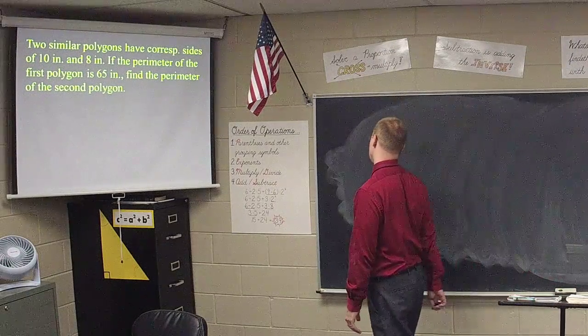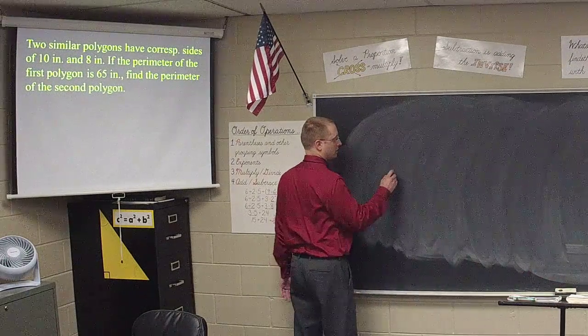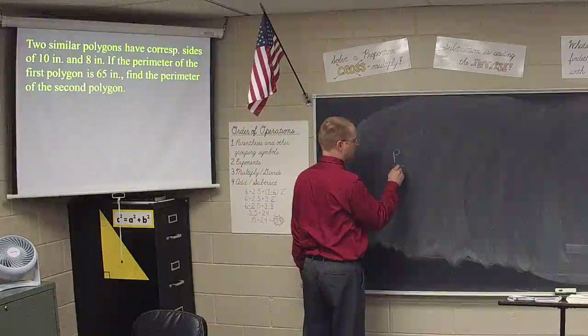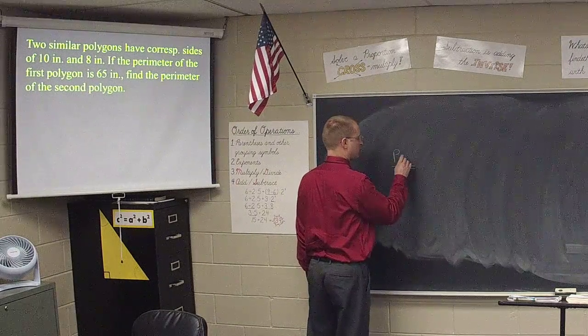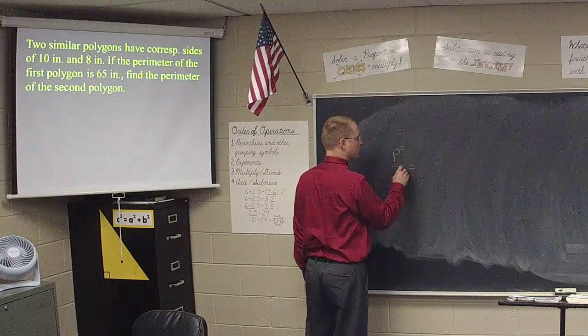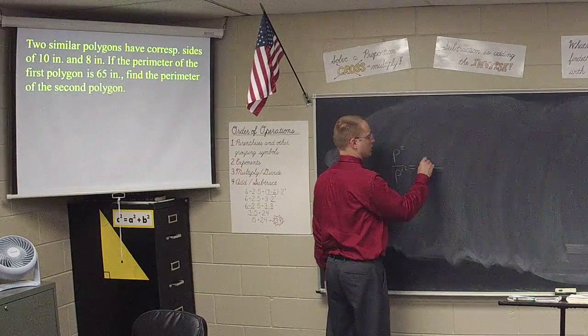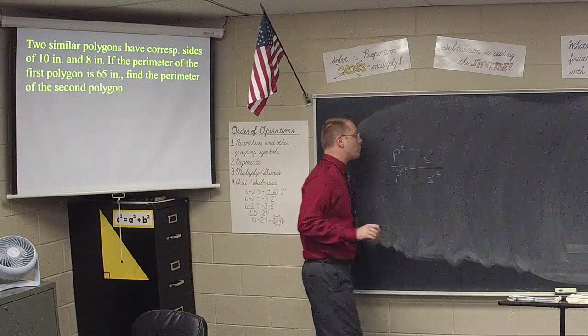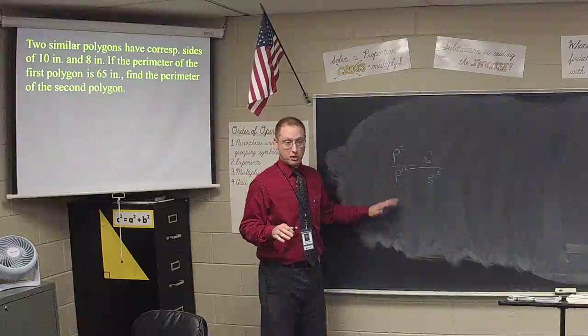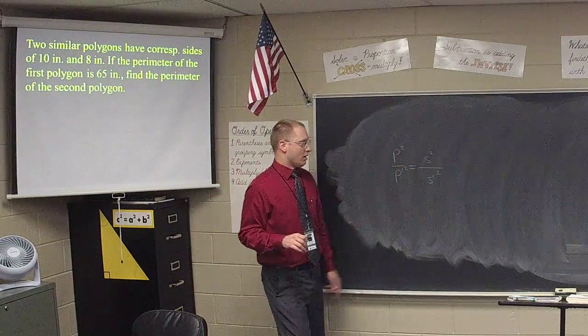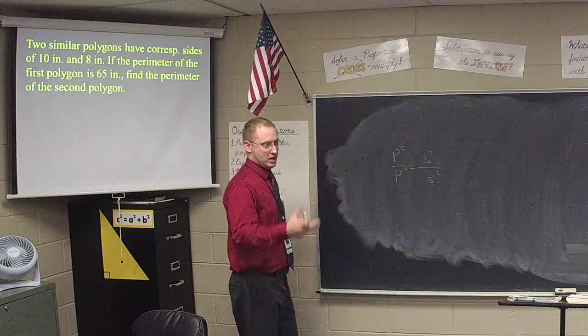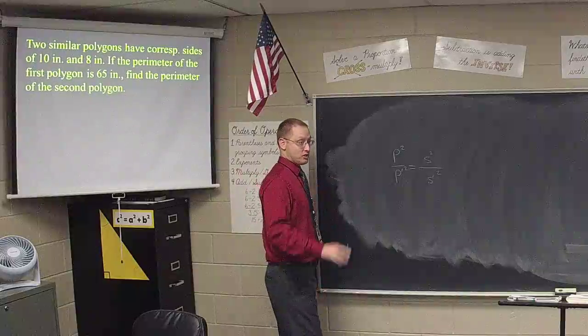Ethan, what proportion do we need to use here? Perimeter squared is to perimeter squared as side squared is to side squared. Okay, we could say perimeter squared is to perimeter squared, as side squared is to side squared, but something's kind of screaming at me here, Ethan, especially thinking of what we just did in the last one as a shortcut.